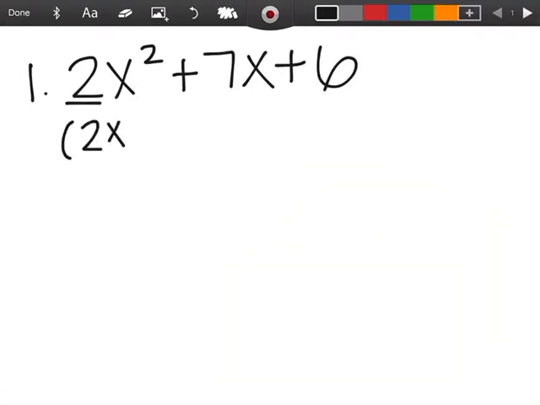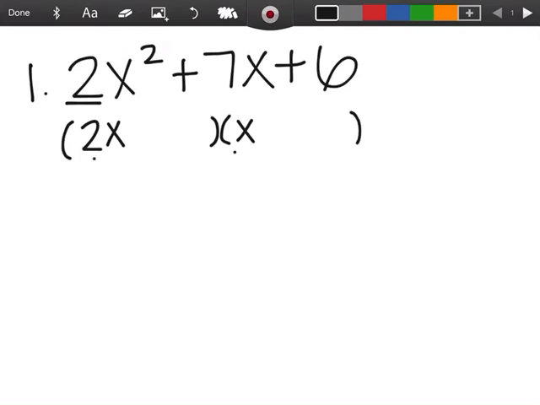So now to get a 2x squared, one of the first terms has to be 2x and x. So I have to split it up like that. I guess I could put the 2 in front of the second set of parentheses here, but one of them has to be a 2x.